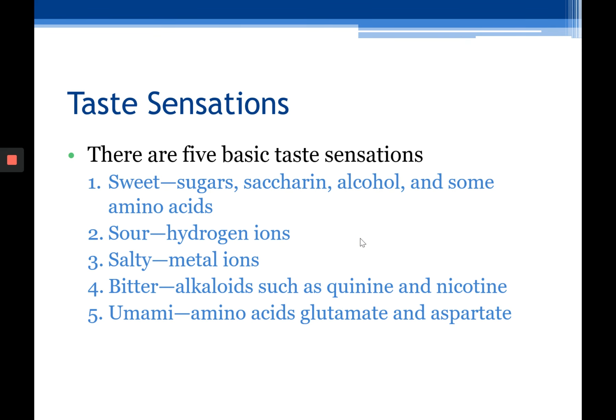There are 5 taste sensations: sweet, sour, salty, bitter, and umami. It just depends on what type of chemicals are being dissolved in saliva and then processed by gustatory cells. Sweet includes different types of sugars or saccharins, alcohols, and some amino acids. They're going to be processed as a sweet flavor. Hydrogen ions are processed as sour. Metal ions taste salty. Alkaloids such as quinine and nicotine are bitter. And umami is amino acids, glutamate, and aspartate. If you're not sure what umami is, that's kind of the MSG or meat taste in a lot of foods.